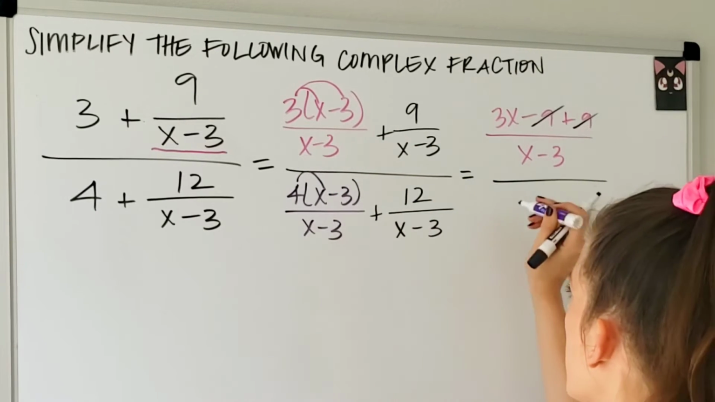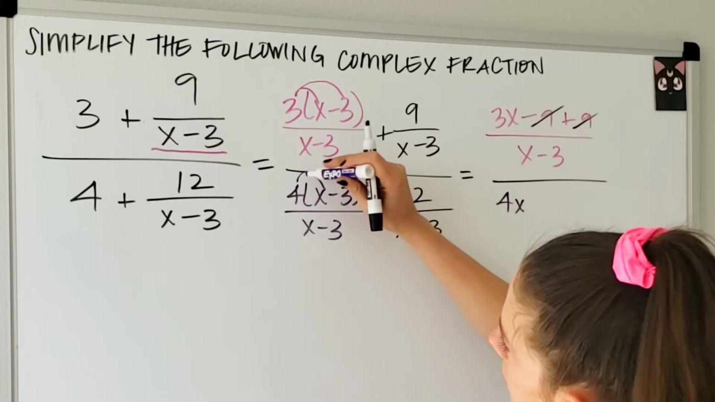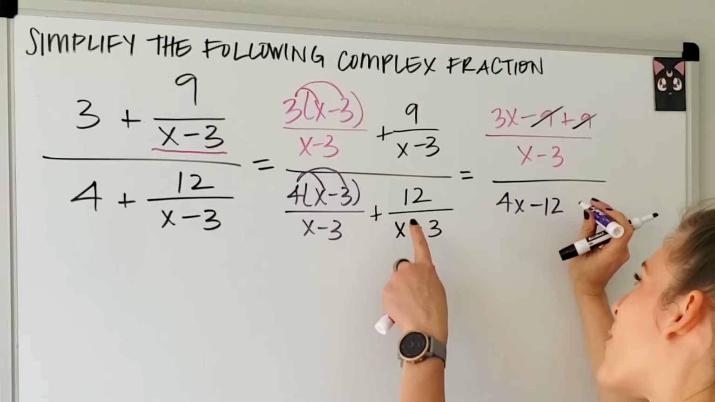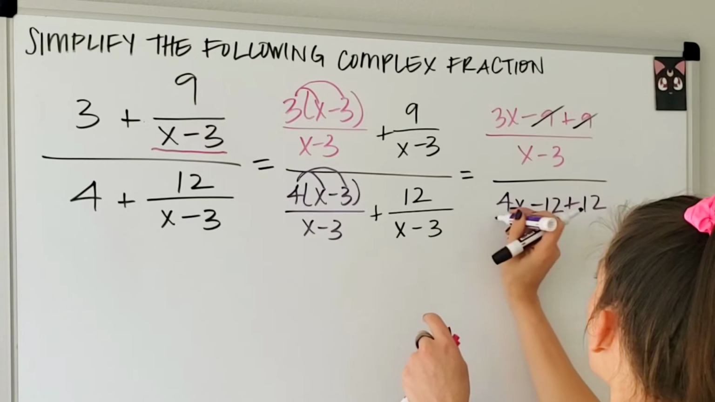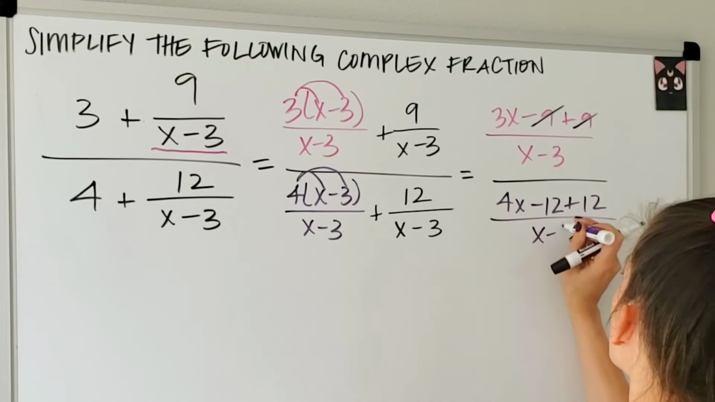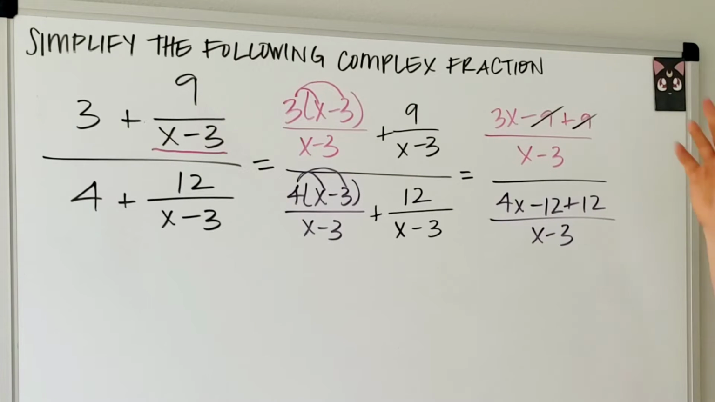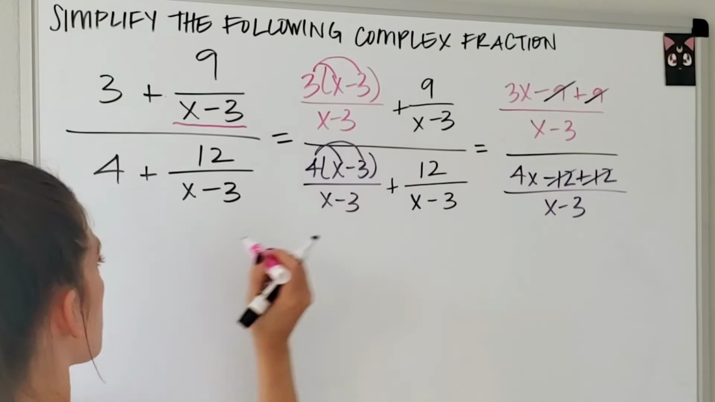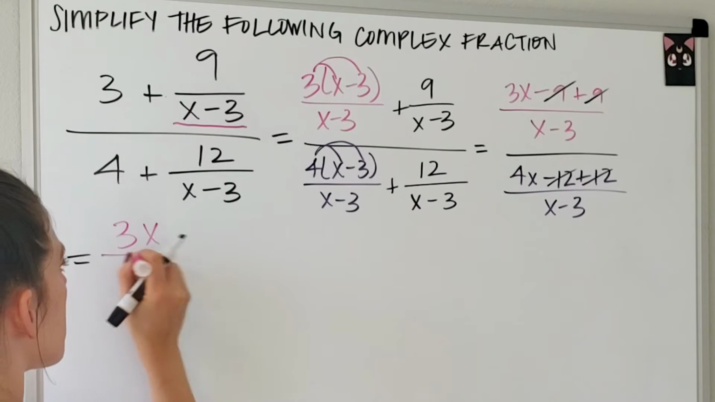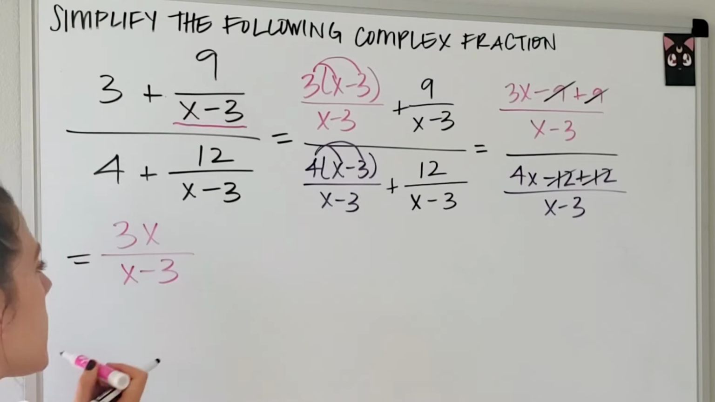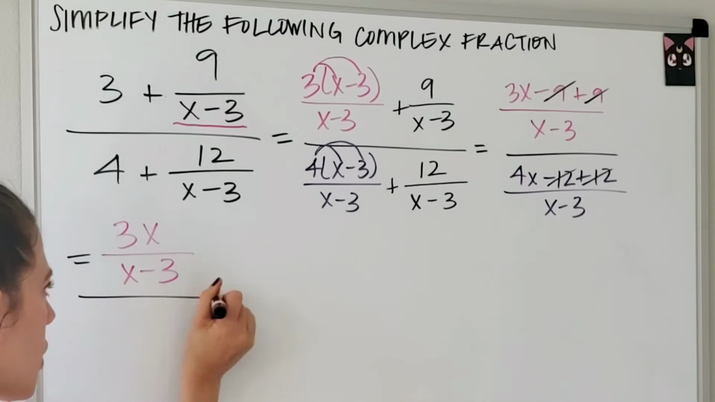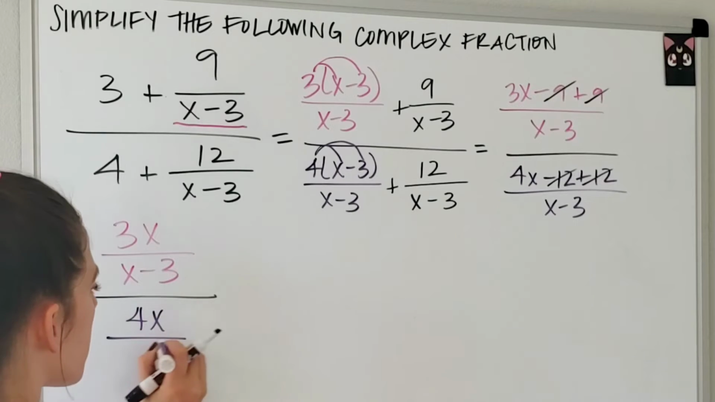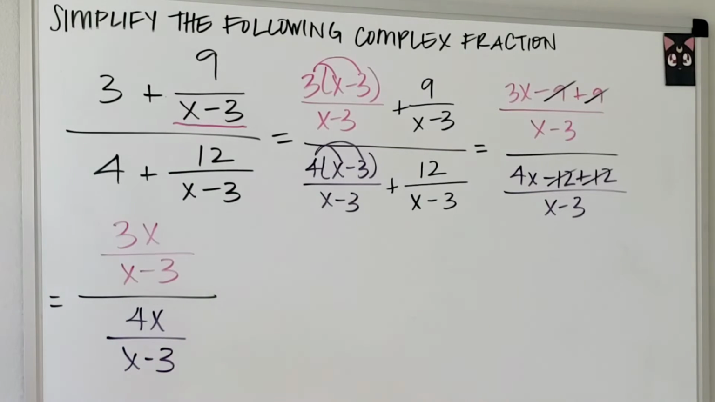So 4 times x, 4x, distribute, minus 12 plus 12, all over the least common denominator. Same thing. We have a minus 12 plus 12. We have 3x over x minus 3. That's the numerator all over 4x over x minus 3 in the denominator.